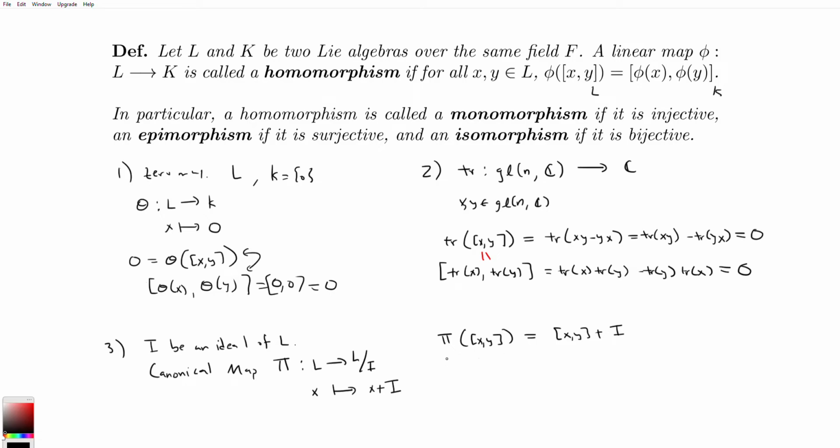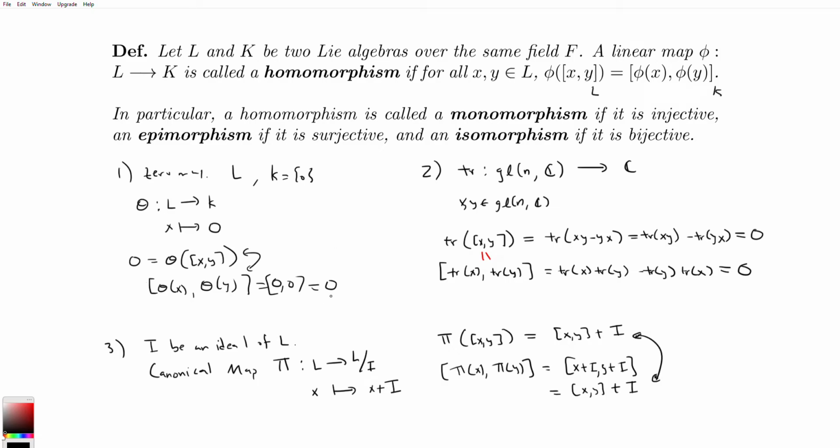Now, on the other hand, let's see what happens if we take the bracket second. This is going to equal, well, pi of x, by definition, this is x plus I bracket y plus I. And then by the definition of the bracket in the quotient algebra, this is simply x bracket y plus I, which we saw was well defined last time. And so these two agree, and so we see that this satisfies the preservation of the bracket.